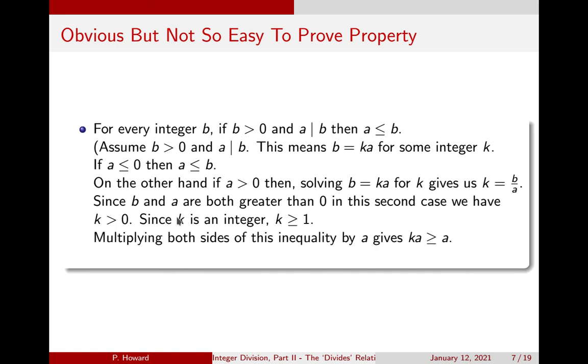And then multiplying both sides of this equation by a gives us k times a is greater than or equal to a. And k times a is b. So b is greater than or equal to a, which is what we were aiming to argue for.